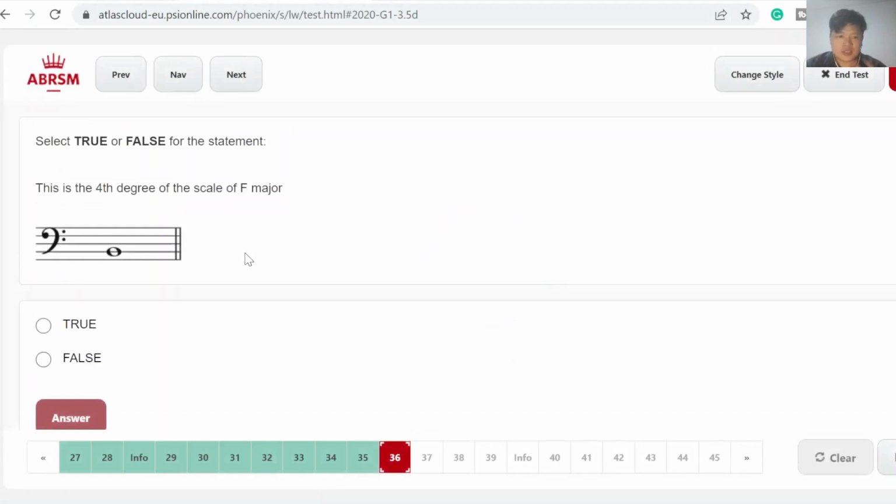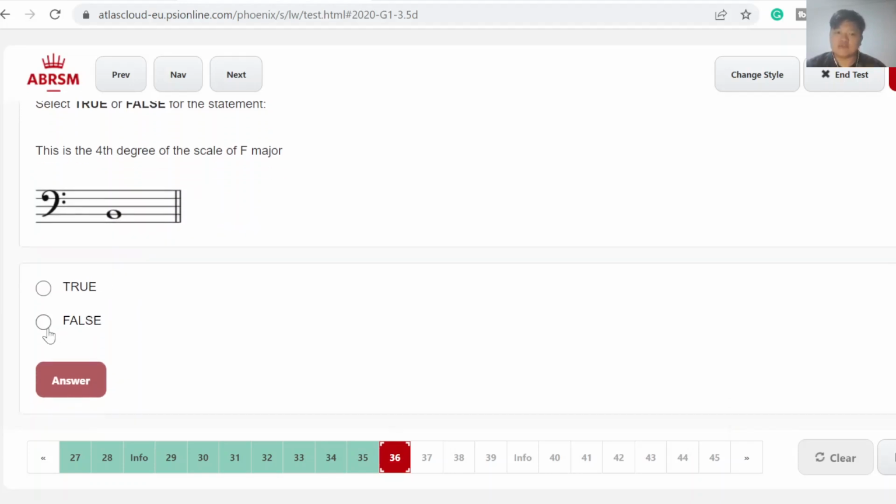Next one, 36, F. Okay, so you see F, G, A, B. So it's a B. But because F major has a B flat, and this one has no B flat, it's false.